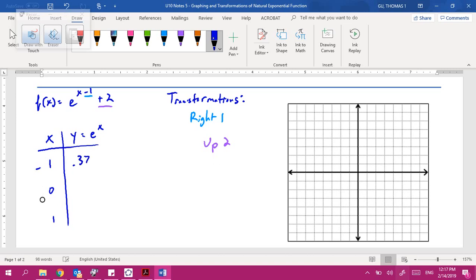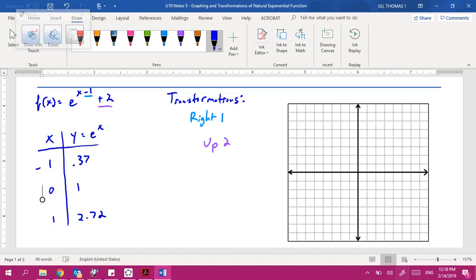0.37. Right? 1. Right? And 2.72. Right. Okay, so I'm going to show you a different way to graph this. Some people, if you're really good at doing the table and manipulating table values, and you're good at adding and subtracting all that stuff, then sure you can do this, right?